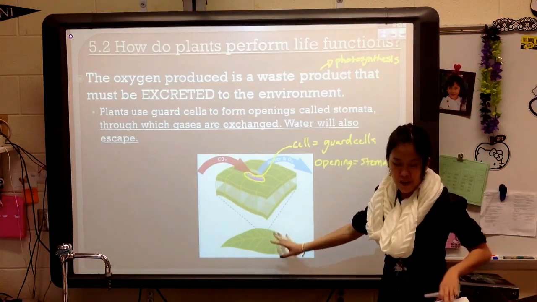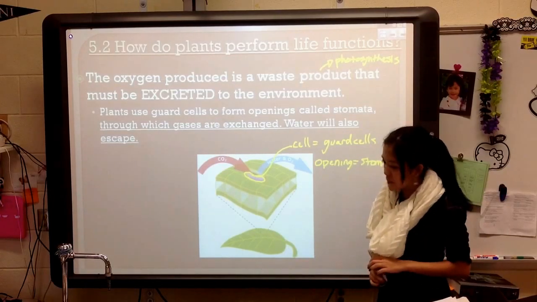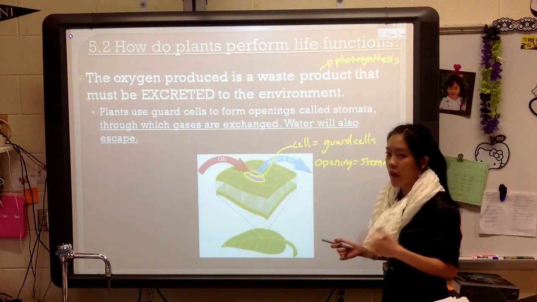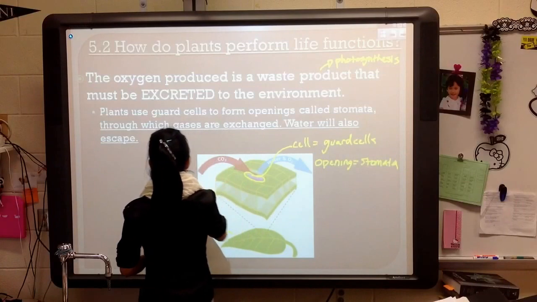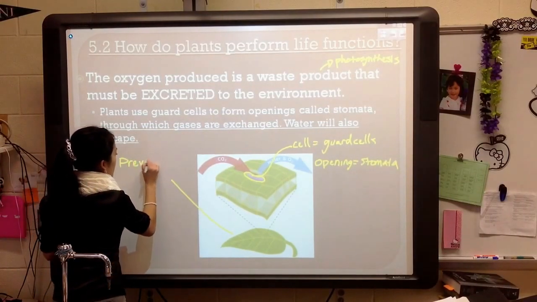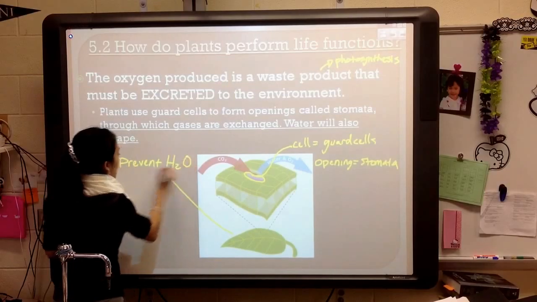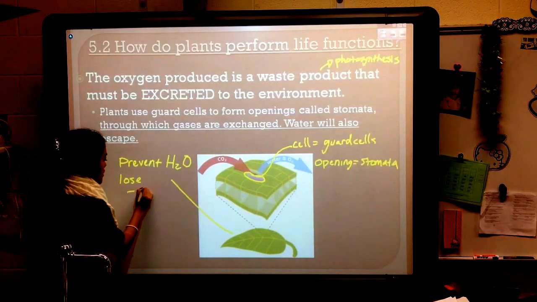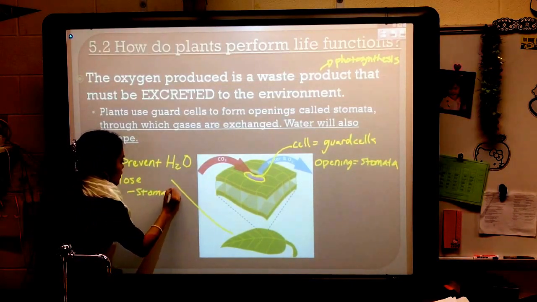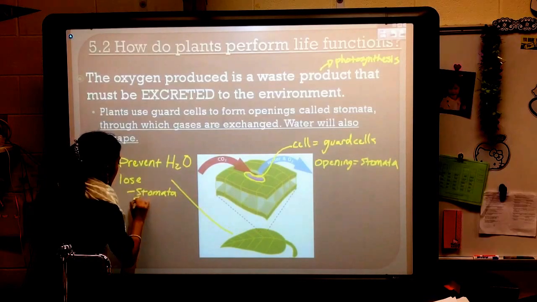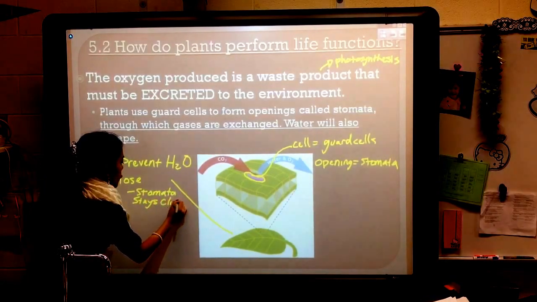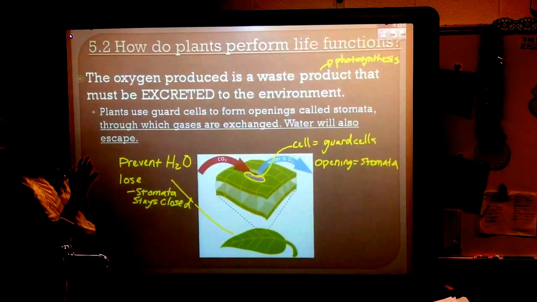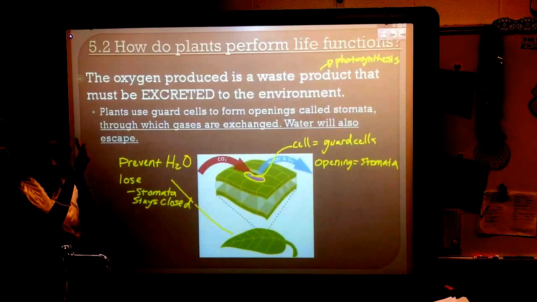One other thing I want to add to that picture, because we have a good picture of a leaf right here, is sometimes you also have to prevent things from leaving the cell. So we also have to try to prevent water from leaving the cell. So in order to prevent water, H2O loss, we can do one of two things. The first thing is the stomata stays closed. Okay? To prevent water loss, stomata can stay closed, so those guard cells will close it up. It's like a little opening, and we can open and close it.